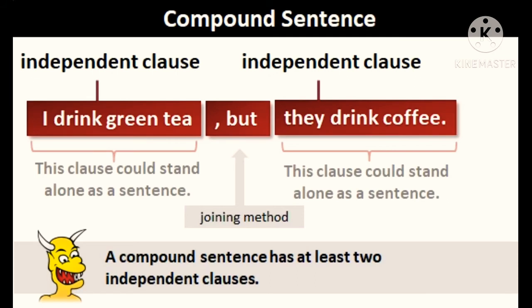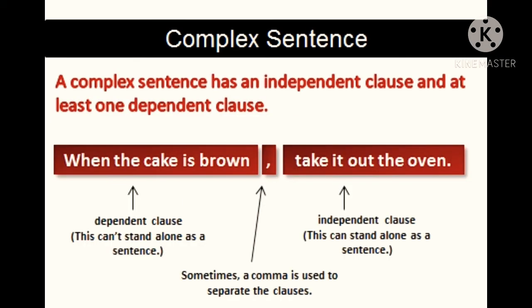Now next we have compound sentences. A compound sentence has at least two independent clauses. For example, I drink green tea but they drink coffee. You can see that there is a joining word, but, in between these two independent clauses. These two independent clauses can stand alone as a sentence. So, this is the formation of a compound sentence where two independent clauses can be joined by using a conjunction or a conjoining word.